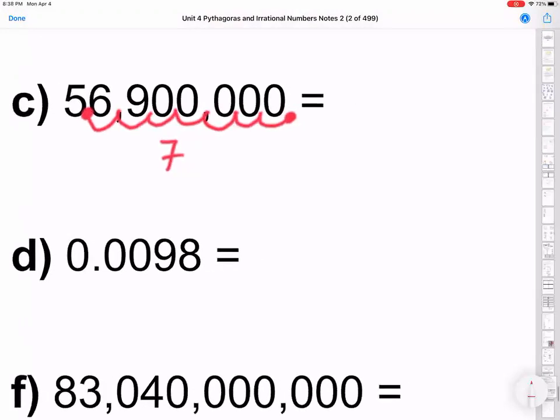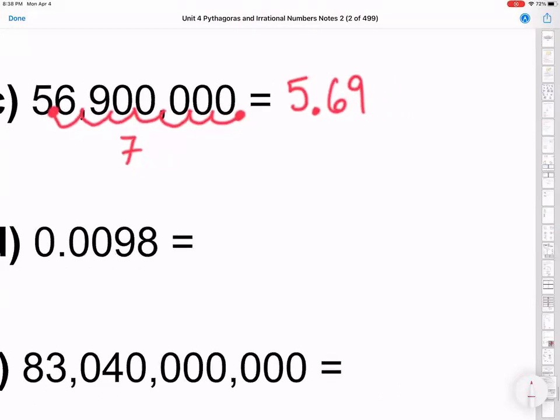And so I end up then with 5.69. And I don't have to write all these extra zeros, okay? Because when I do my scientific notation, I can do times 10. And again, we took a really, really large number, brought it down into scientific notation. So that's why our exponent is still positive.